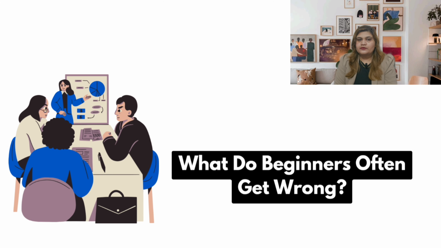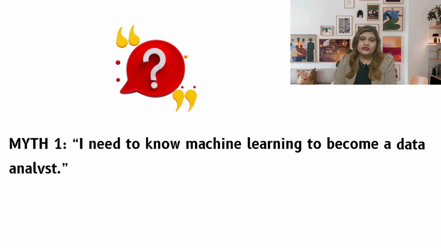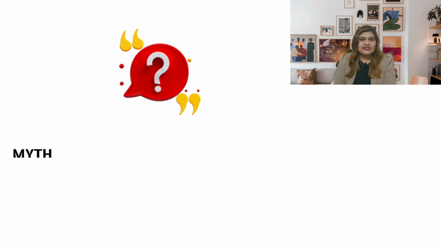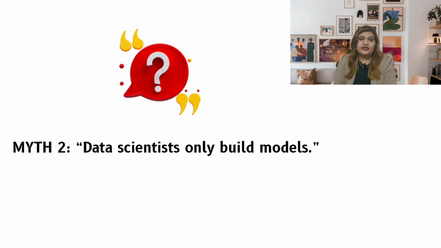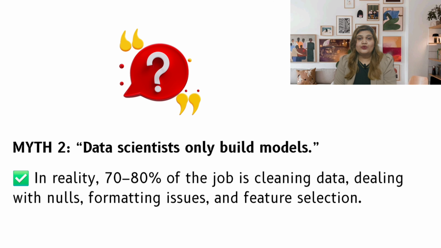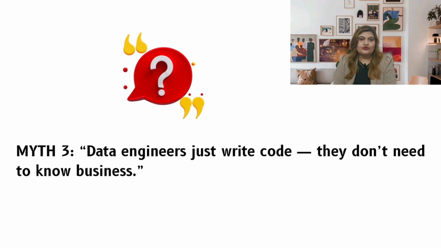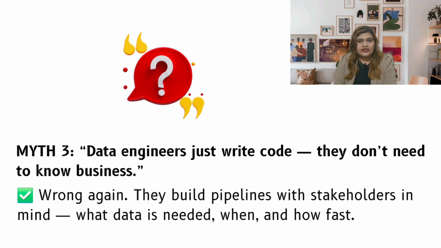Let's bust a few myths. First, I need to know machine learning to become a data analyst. No. Most data analyst jobs require solid SQL, Excel, and one BI tool. Machine learning isn't expected. Second, data scientists only build models. In reality, 70 to 80% of the job is cleaning data, dealing with nulls, formatting issues, and feature selection. Third, data engineers just write code. They don't need to know business. Wrong again. They build pipelines with stakeholders in mind: what data is needed, when, and how fast.